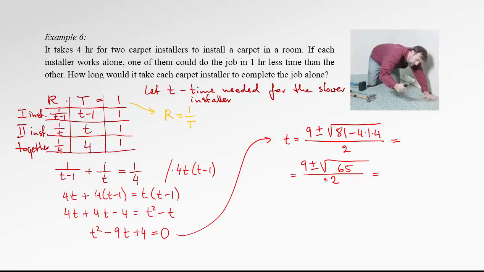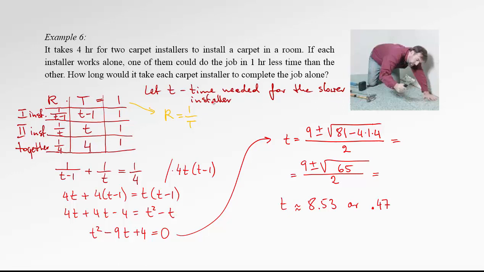So let's evaluate these roots on a calculator and see if you've got the following approximations. The positive case gives us 8.53, or with the negative case we have 0.47 when rounded to 2 places. So how to make sense of these two answers? Which one is correct? Remember, the t is the time needed for the slower installer.